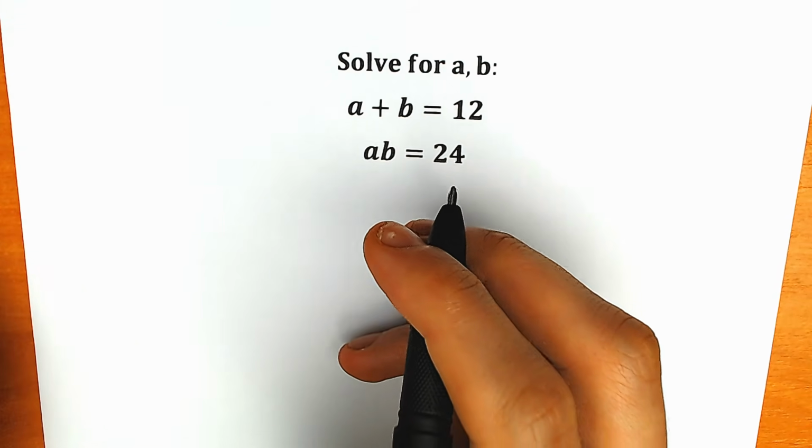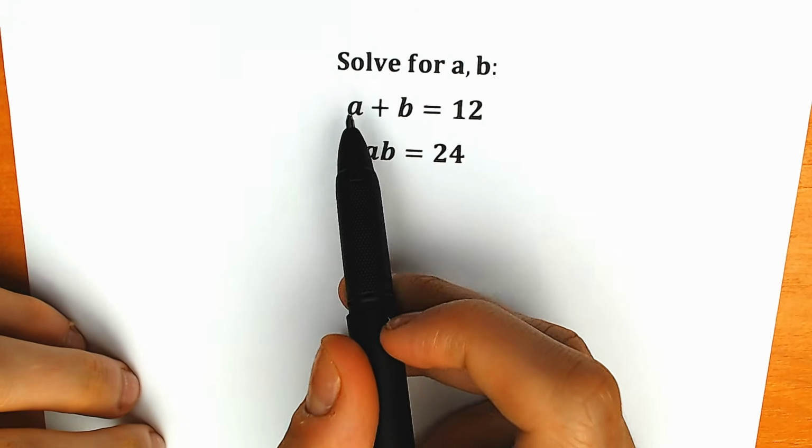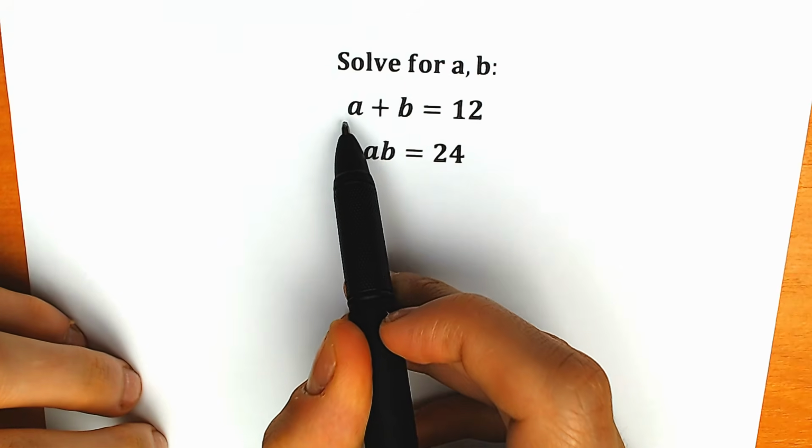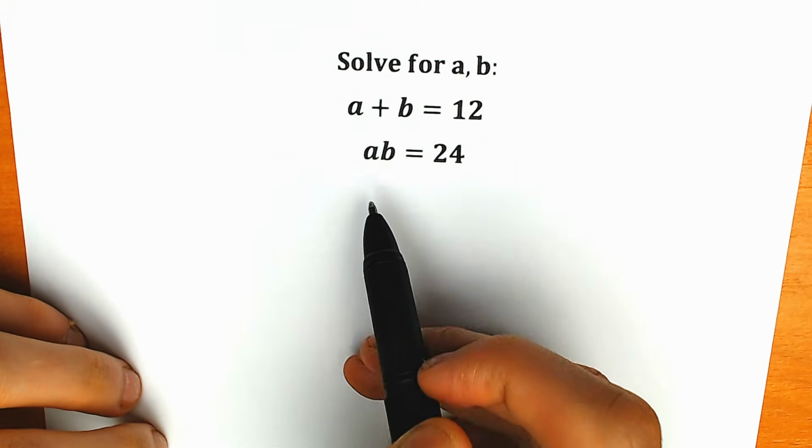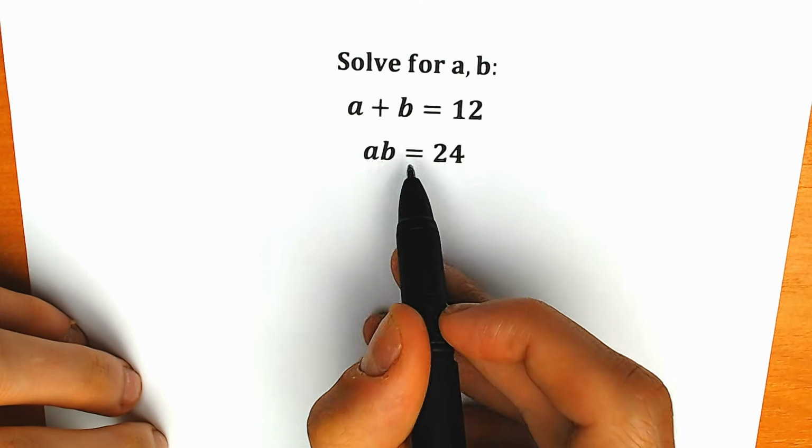Today we have a great, quick and relaxing algebra question. We need to solve this question for a and b. We know that the sum a plus b equals 12 and the product a times b equals 24.